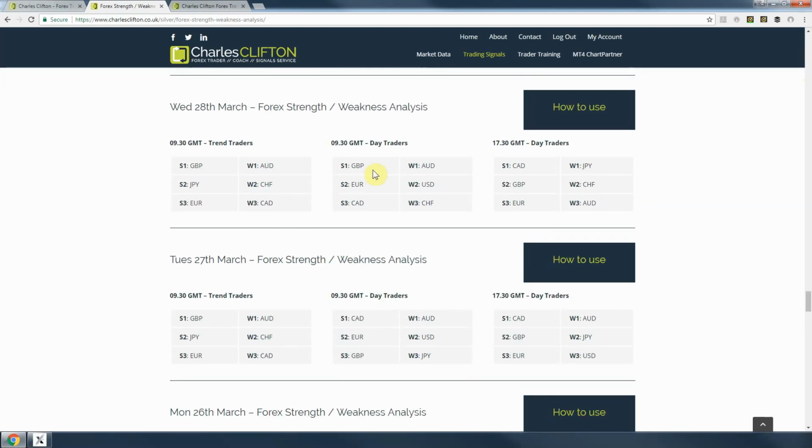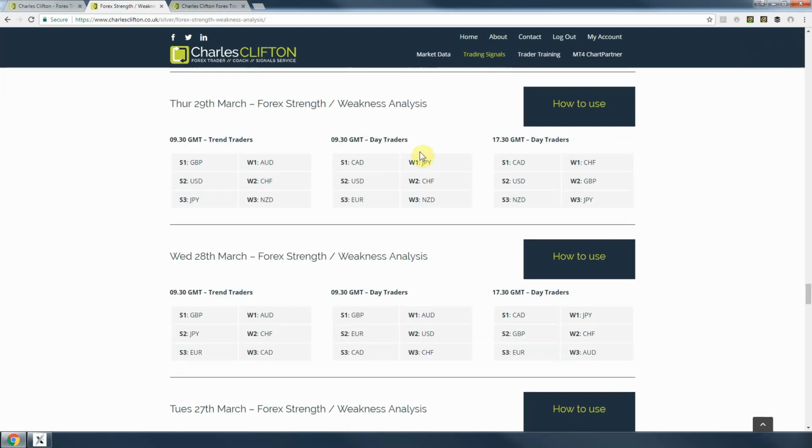We come to Wednesday, pound Oz in the morning. We come to Wednesday the 28th, pound Oz in the evening. Stay with the trade. Stay with the trade. That's all I can say. We come into Thursday. Okay.